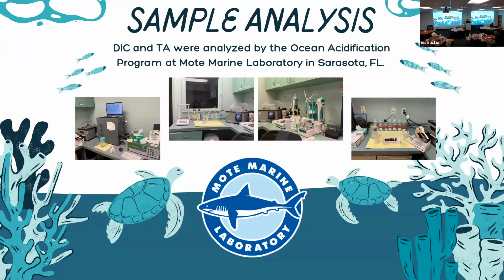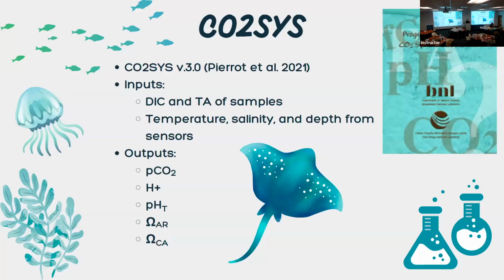These are some images of the equipment used to run that analysis. So now we had a sheet with a bunch of data and numbers on it. What are we going to do with it? We only had dissolved inorganic carbon and total alkalinity, but our carbonate system has many more parameters.